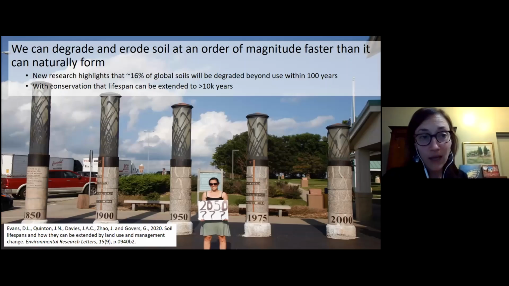And then something that I think a lot about and talk a lot about is this challenge of soil erosion. And so this is a photo that I took during my PhD in Iowa, and I show it a lot.